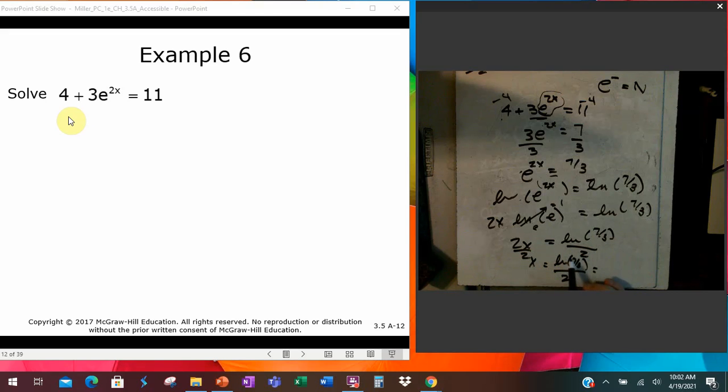And here I can expand ln of 7 minus the ln of 3, but we can do 7/3 just as well. We just need this thing to be in an ln. So I'm going to do ln of 7 divided by 3, close my parentheses, divide by 2, and I get 0.65.